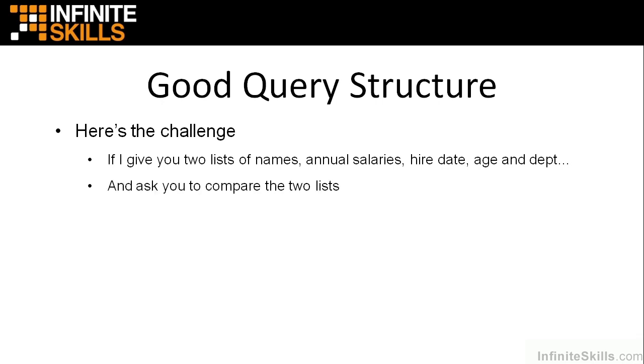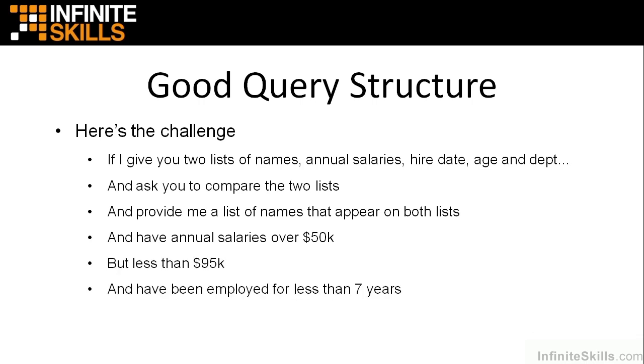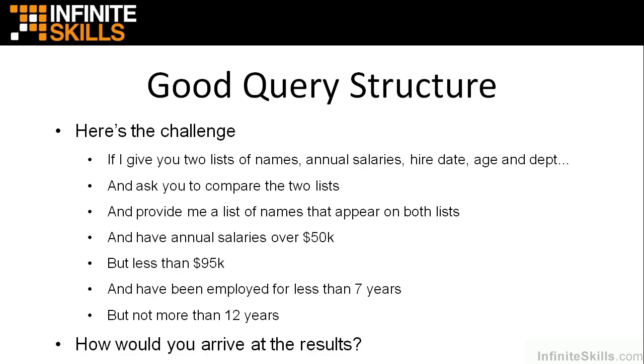And I'm going to ask you to do me a favor. I need you to compare the two lists and compile a list for me of all the names that appear on both of those lists. So I want the common names between the two lists, but only show me those common names that have annual salaries over $50,000 a year, but less than $95,000 a year, and only if that employee has been employed by our company for less than 7 years, but not more than 12 years.